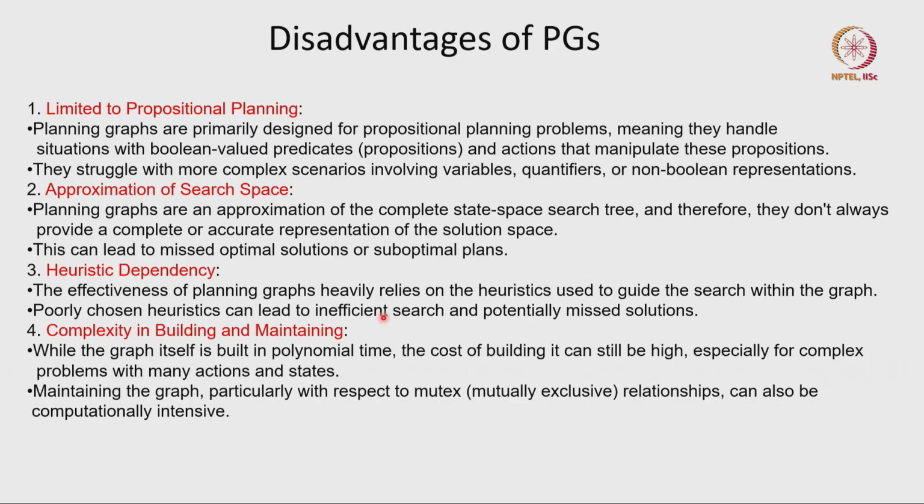That's the thing. And we can see how complex it is, right? So even though building the graph may not be the cost of building it can still be high. Okay, even though the graph itself, once you have built it, you can use it, right? But building the graph itself, the complexity is very high. Okay, especially where you have many actions and many states, right? So it becomes difficult to use. And maintaining the graph, particularly with respect to mutex relationships, can be very computationally intensive.